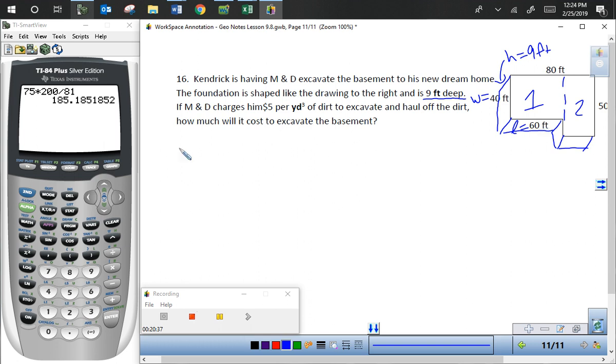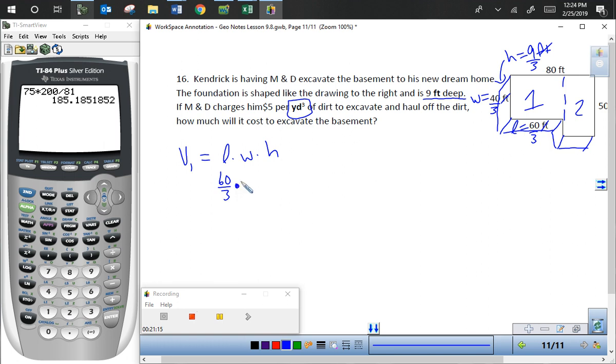So volume 1, length times width times height. We have to decide what we need to be in because right now they're all feet. Okay, so let's see what it asks for. M&D charges him $5 per yard cubed. That means we have to convert each of these pieces to yards. So feet to yards, there are 3 feet in 1 yard. We're starting with the smaller one, so we're dividing each of these pieces by 3 so that we're dealing with yards. Okay, so length here was 60 over 3.